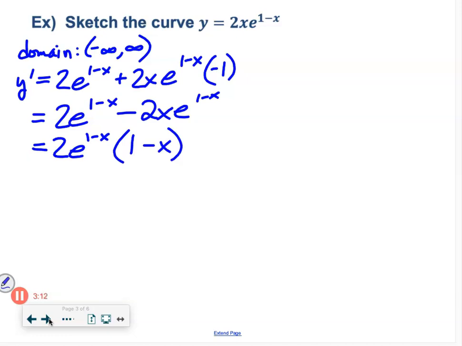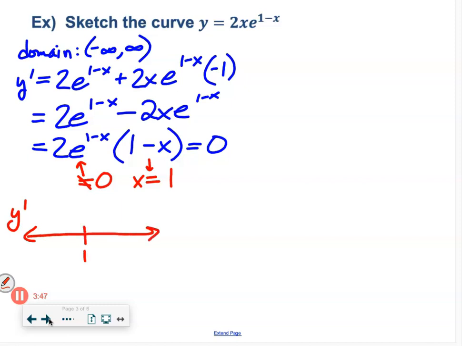Now the nice thing about this is, when I set this equal to 0, I want you to know that e to any power in the world can never equal 0. The e is a positive number. There's no power you can raise e to force it to be 0. So there are never any zeros from an e function. So really, the only critical number that we have is x equals 1 from this factor right here. All right, so if we make a first derivative sign line, our only critical number is 1.